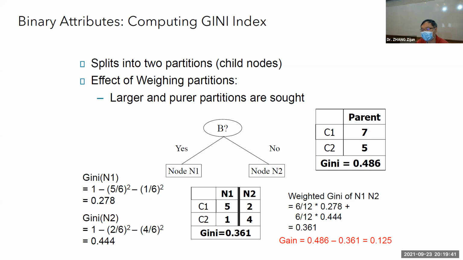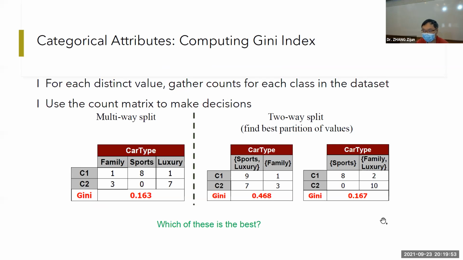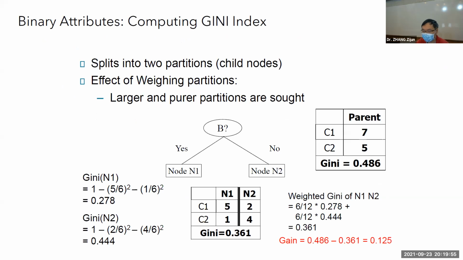Then we can compute the gain. The parent's Gini is 0.486, and the children's Gini is 0.361. Then we get a gain of 0.125. All right. So this is the full version to compute the gain based on the Gini index.